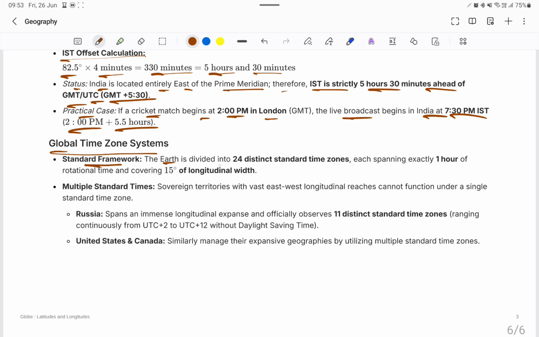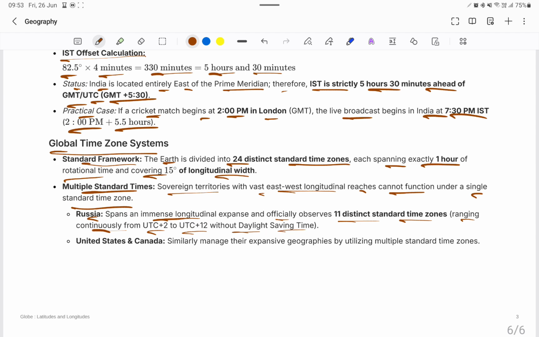Next one, global time zone system. Standard framework: Earth is divided into 24 distinct standard time zones, each spanning exactly 1 hour of rotational time and covering 15 degree of longitude. Whereas with multiple standard times, several sovereign territories with vast east-west longitude reaches cannot function under a single standard time zone. Russia spans an immense longitudinal expanse and officially observes 11 distinct standard time zones ranging continuously from UTC plus 2 to UTC plus 12 without daylight saving time.